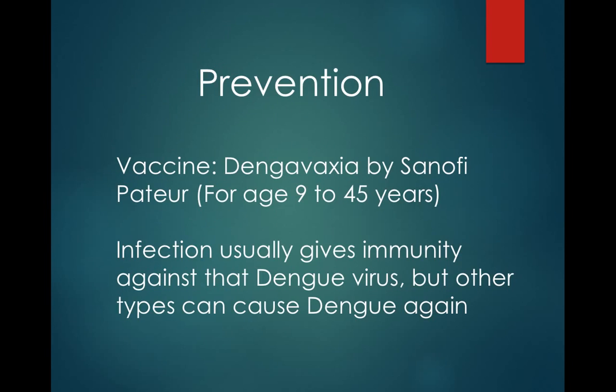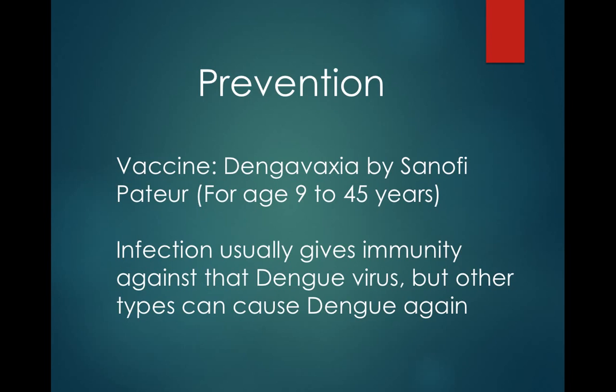Now, if dengue spreads, how can we prevent it? There is a specific vaccine discovered by Sanofi Pasteur, for ages 9 to 45 years. This vaccine is called Dengvaxia, which is available nowadays in many countries. But it is recommended only in an endemic area when dengue is spreading too much, and then only sometimes is the vaccine used. But once infection has happened, this vaccine will have no role.